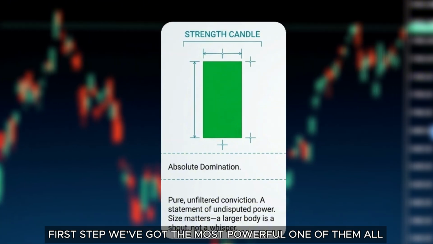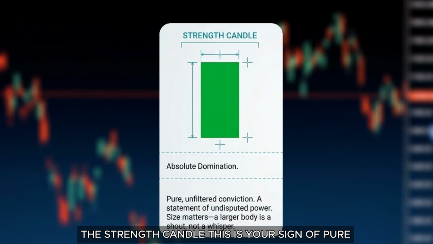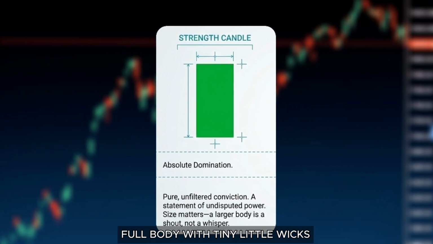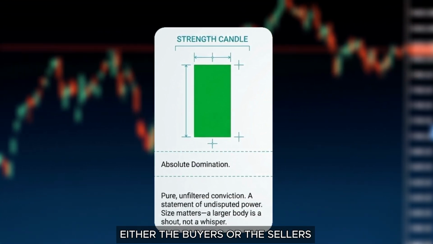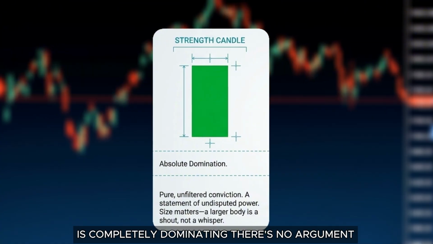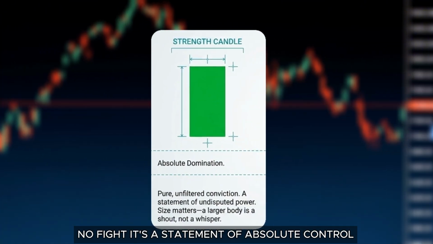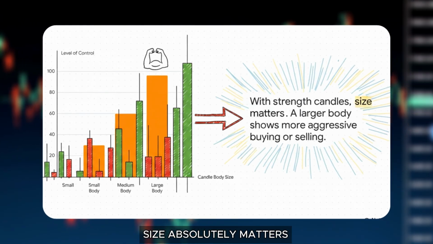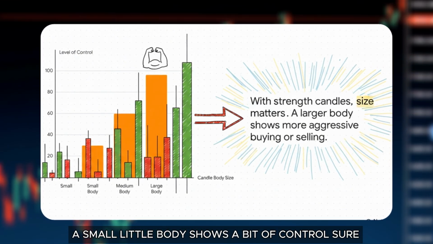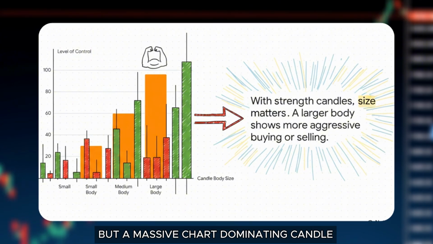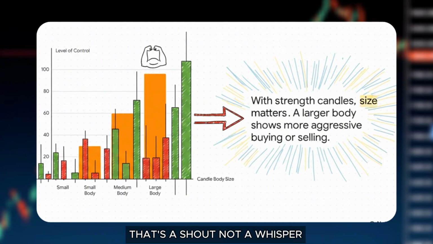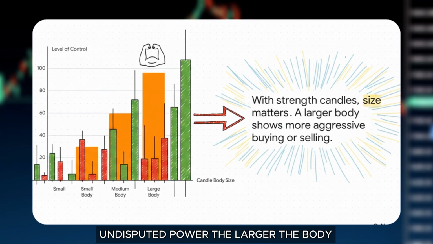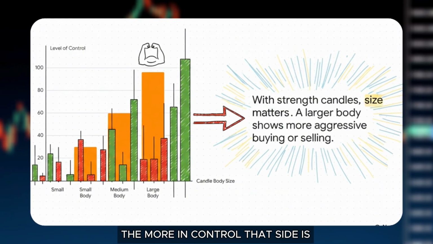First step, we've got the most powerful one of them all, the strength candle. This is your sign of pure, unfiltered conviction. When you see a big full body with tiny little wicks, it's telling you that one side, either the buyers or the sellers, is completely dominating. There's no argument, no fight, it's a statement of absolute control. And believe me, with these strength candles, size absolutely matters. A small little body shows a bit of control, sure, but a massive chart-dominating candle, that's a shout, not a whisper. It's a clear message of overwhelming, undisputed power. The larger the body, the more in control that side is.